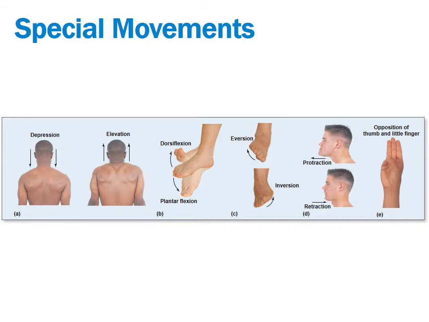Special movements. Depression. The bone moves inferiorly. Here the scapula or shoulder blade is moving down, but we can also depress the mandible or lower jaw. Elevation. That bone moves superiorly. Here the scapula is moving up as you shrug your shoulders.